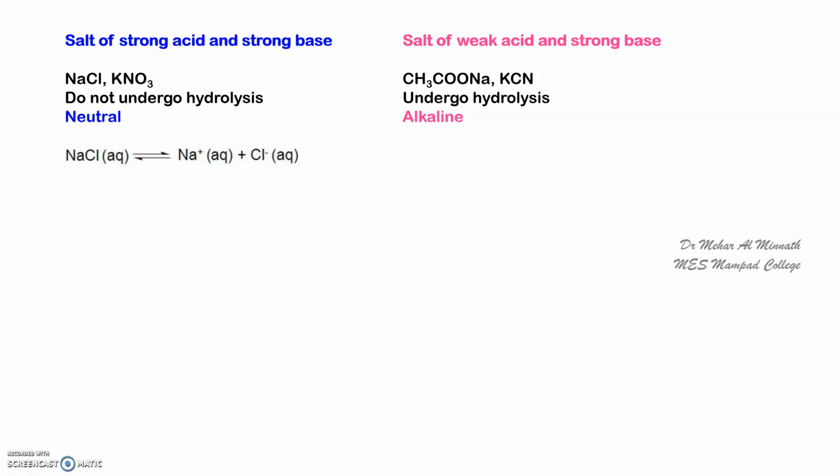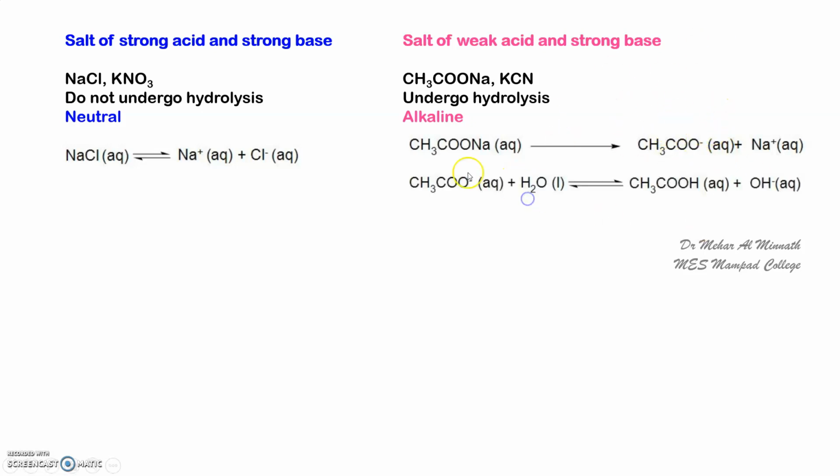Let's see how it's becoming alkaline. Sodium acetate will dissociate to acetate ion and sodium ion. The acetate ion will interact with water to form acetic acid and OH- ion. So this interaction with water releases OH- ions. So the solution becomes alkaline in nature, and hence a salt of weak acid and strong base will form an alkaline solution. The pH will be above 7.